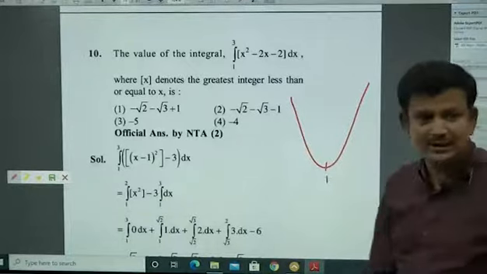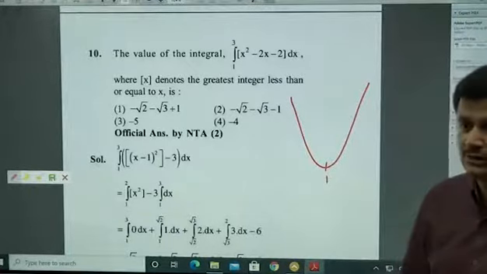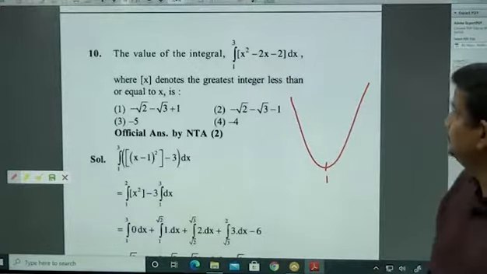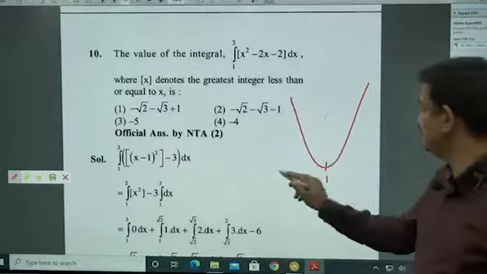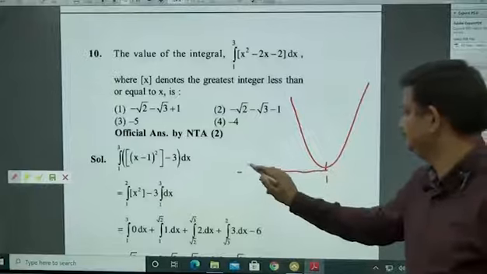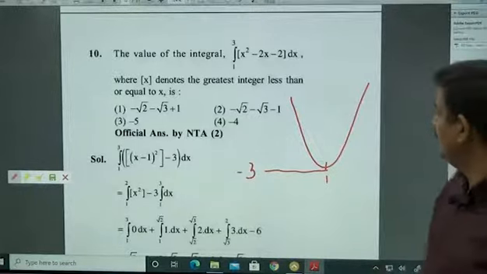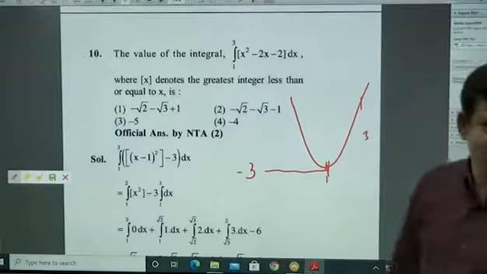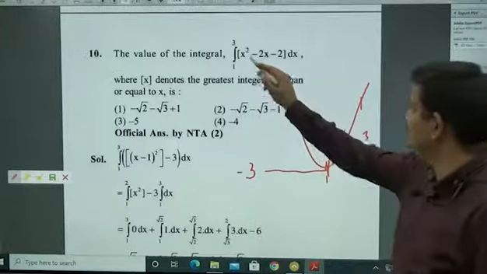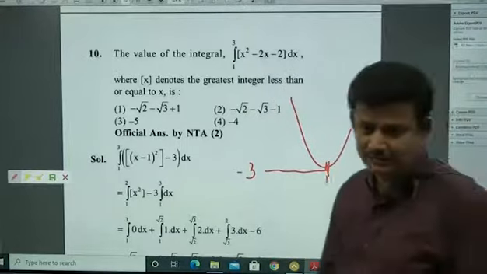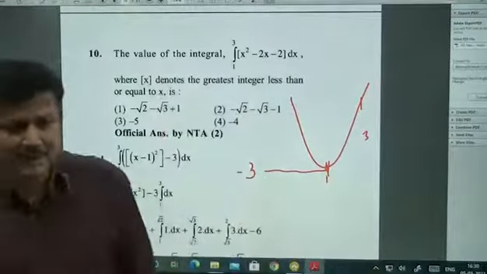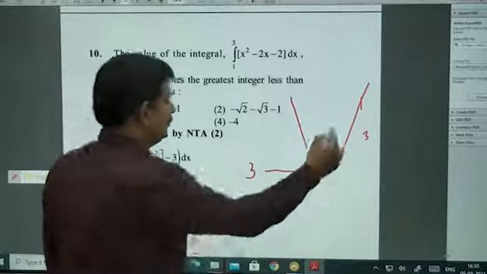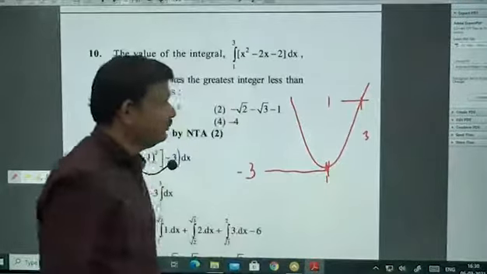This point is 1, yes or no? The vertex is at 1. At 1, how much will this value be? 1 minus 4 minus 3. And you are integrating from 1 to 3. At 3 you have to look at the value. How much is this value at 3? 9 minus 6, 3 minus 2. How much? 1. So your range is from minus 3 to 1.